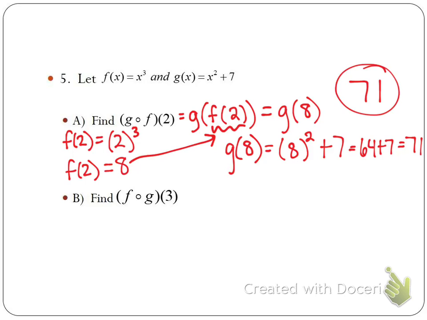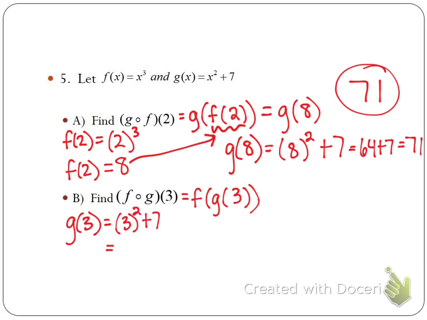On letter B, which function is on the outside? F, and which one's on the inside? G, and what number are we using at first? A 3. So which function am I going to write first? G. We work inside out. So we start with g of 3. So instead of x squared plus 7, I would have 3 squared plus 7. Good. 3 squared is 9. 9 plus 7 is 16. So g of 3 is equal to 16.